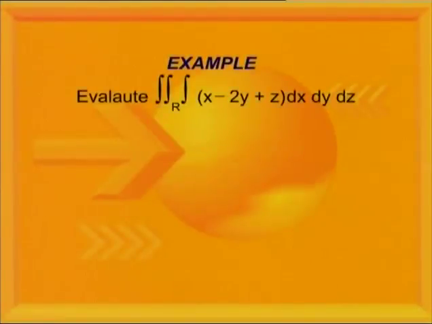دس از دا ایگزامپل دیٹ از: فائنڈ دا ٹرپل انٹیگرل آف دا فنکشن x - 2y + z over the region R, where R is given by this: x is varying from 0 to 1, y is from 0 to x², and z is from 0 to x + y.